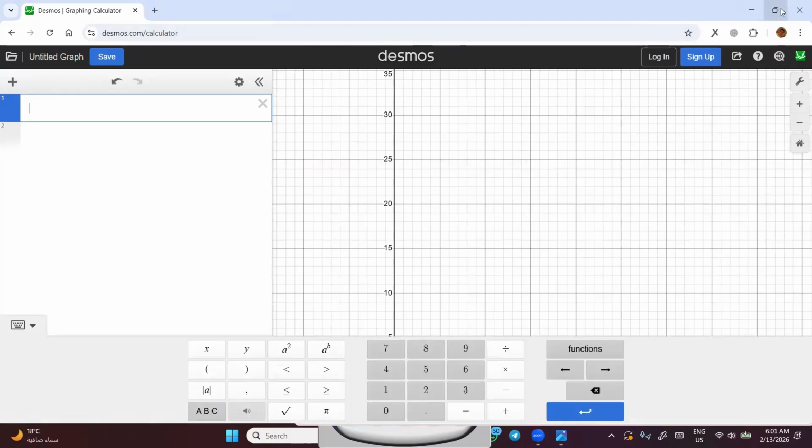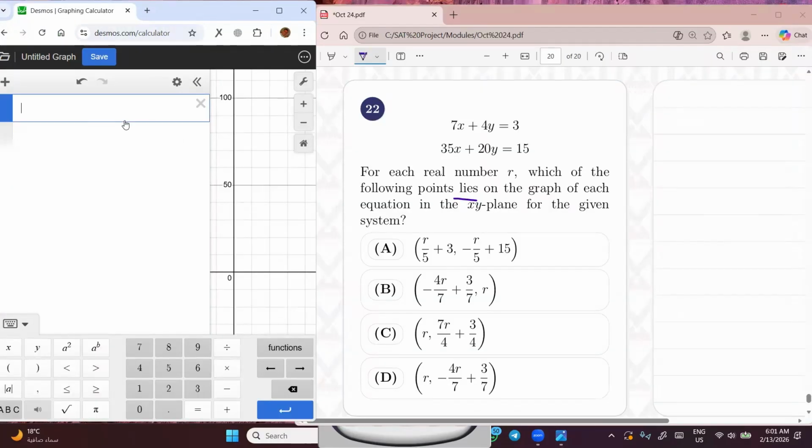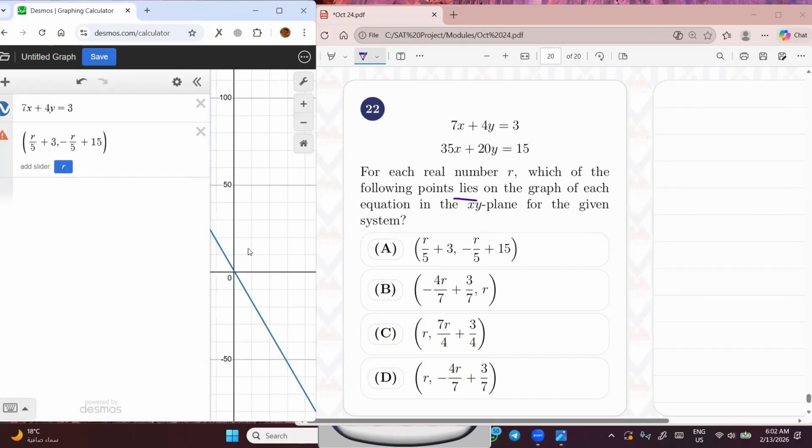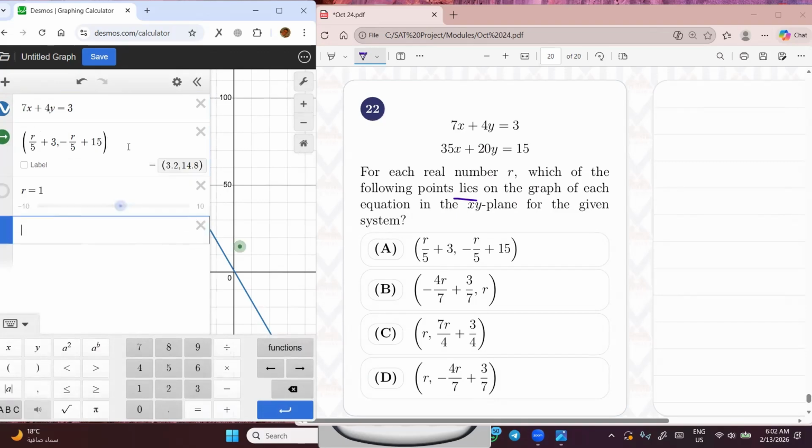And here we are. Let's try the equations. Okay, only one equation, 7x plus 4y is equal to 3. That's our equation here, and that's the graph. Then we can try to insert all of these points one by one. Let's check the first one. r over 5 plus 3, comma, negative r over 5 plus 15. And here the point, where is the point? Where does the point lie? Let's see here, the point as we mentioned here.